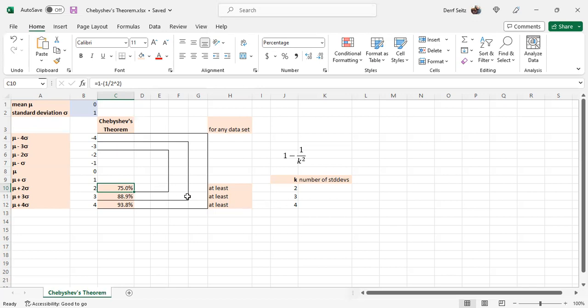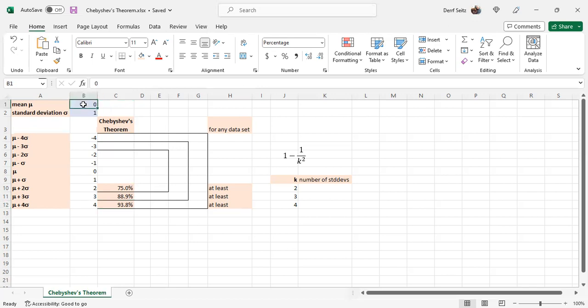For the value 3, 3 standard deviations, the same calculation gives 88.9% of the data will lie within that interval. For 4 standard deviations, it becomes 93.8% of the data.